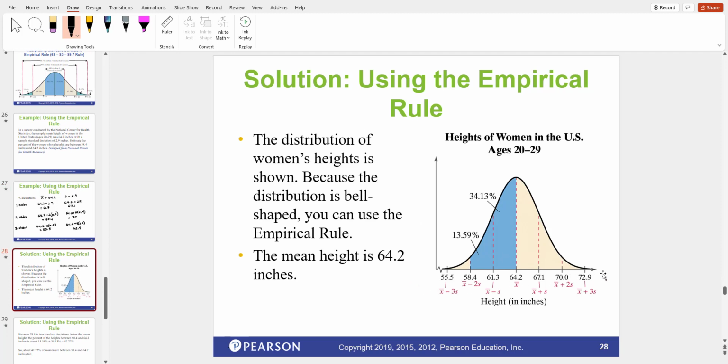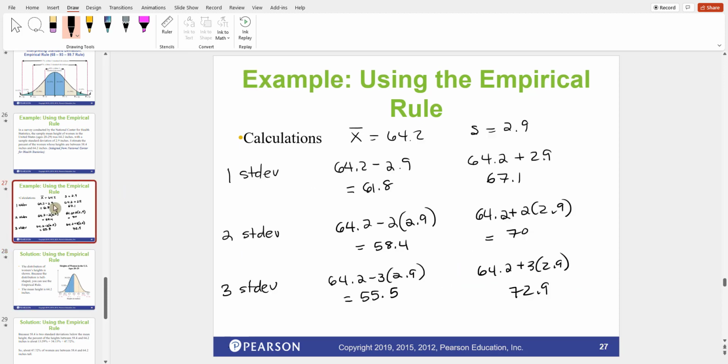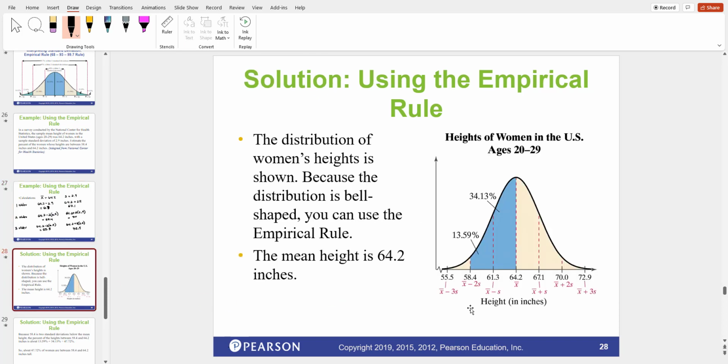If you look along the x-axis, or horizontal axis, down here, you see I have my mean in the middle. I went out one standard deviation, and we said that's 61.3 and 67.1. This should be a 3 here, sorry. This is 3. And 67.1, then we have 58.4 and 70, and then we have 55.5 to 72.9.